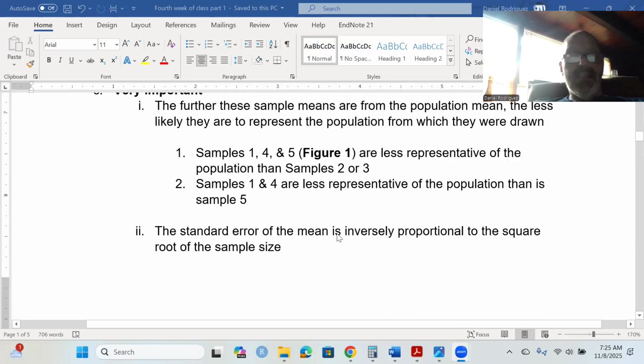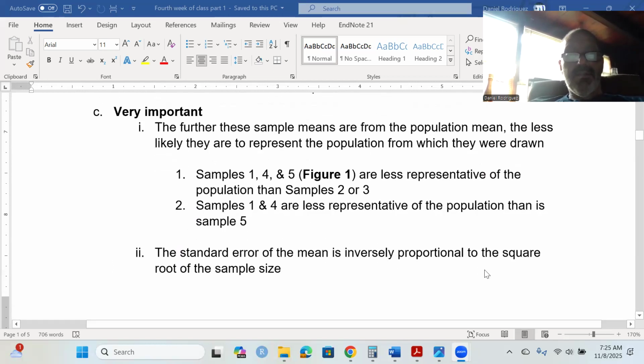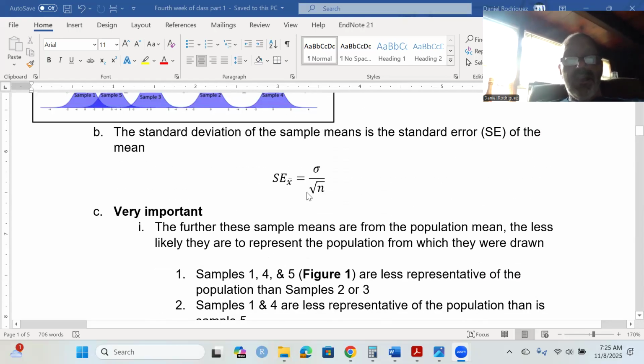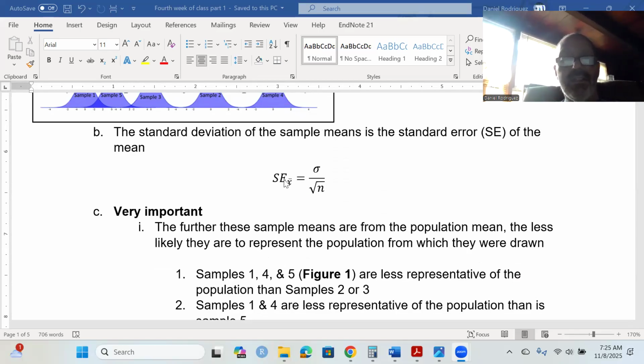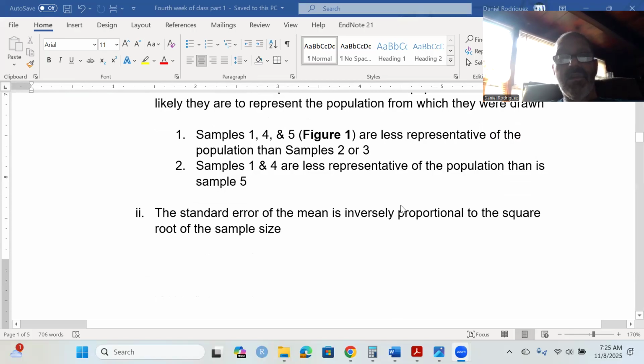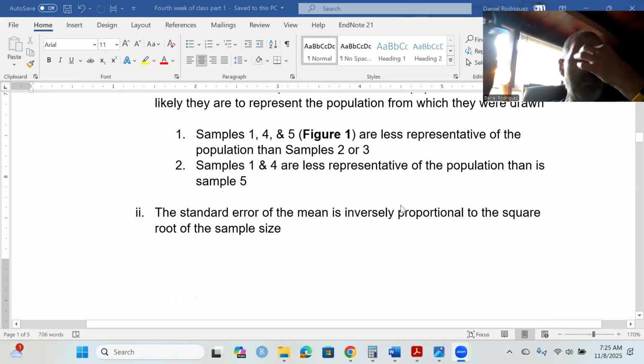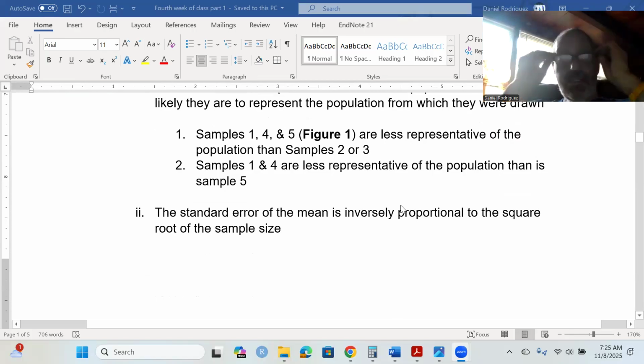So this idea that the sample size is inversely proportional to the standard error is really important, because as sample size increases, the standard error will shrink. See, it's in the denominator here, so that means the larger the value, the smaller the standard error. That is an important factor in determining something known as power, and we'll talk about that in a second.